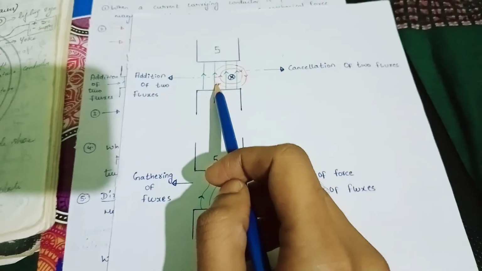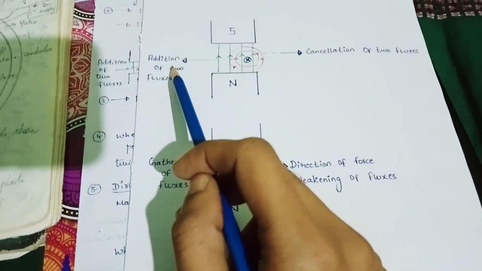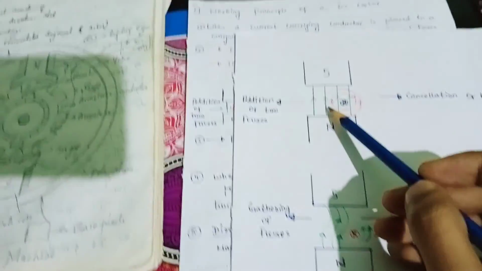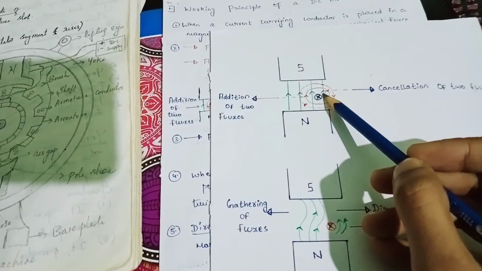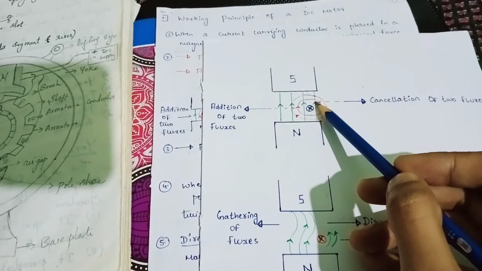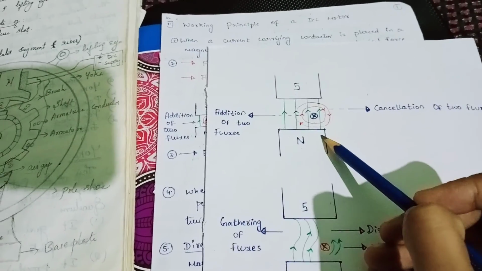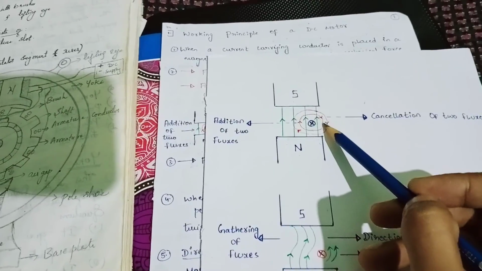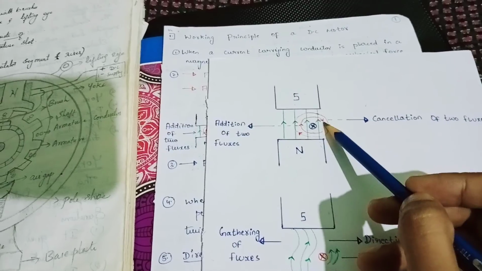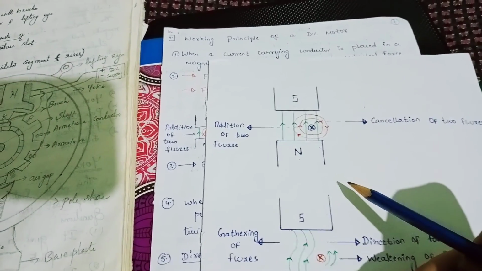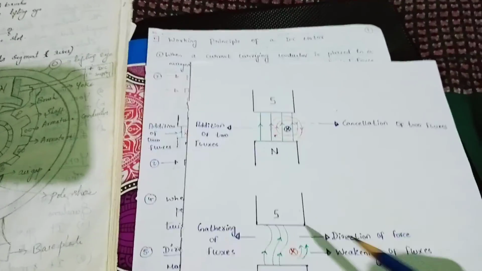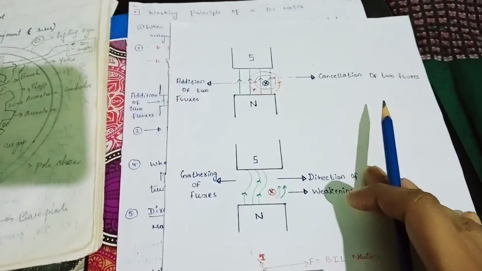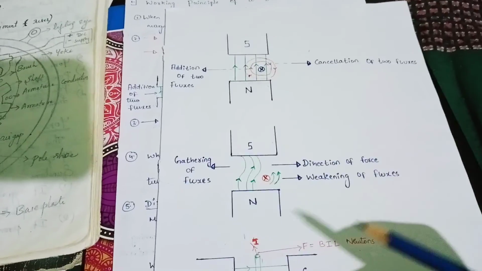So these two fields, what you are seeing, will be the addition of two fluxes. Here the arrow mark shows one field created by the magnets and another field created by the armature conductor. Here they are cancelling, the cancellation of two fluxes. So after cancellation and addition of fluxes, the field flux will be formed.